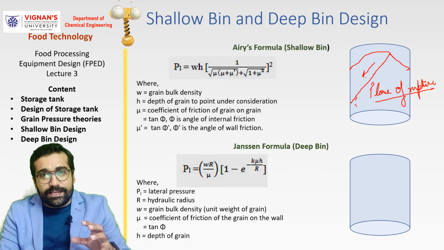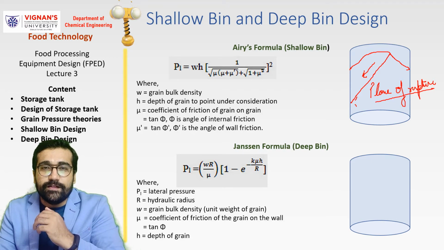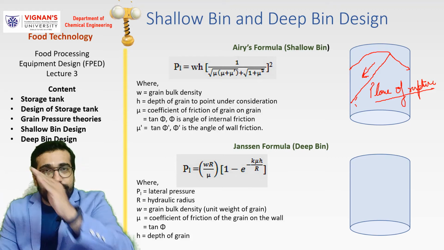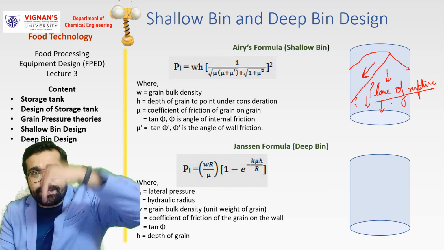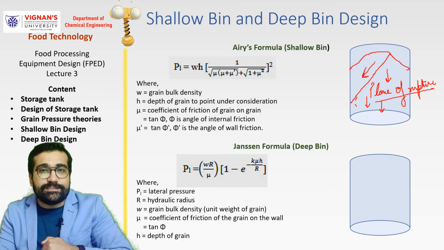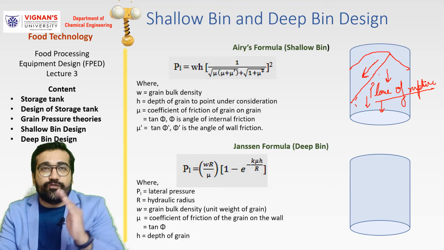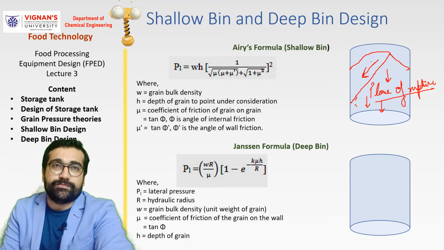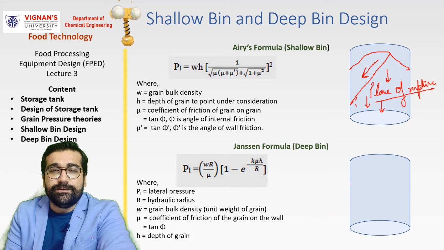Grains will start flowing when this structure fails. So this grain is having some angle and will start flowing in this direction, whereas this part will have force towards the bottom. So the line which is separating those two force components is the plane of rupture. Now, how do we define a shallow bin or deep bin?